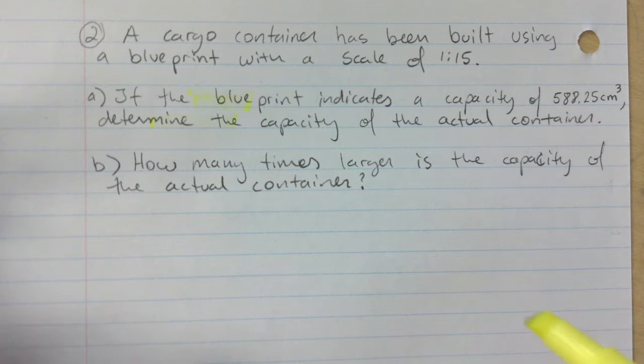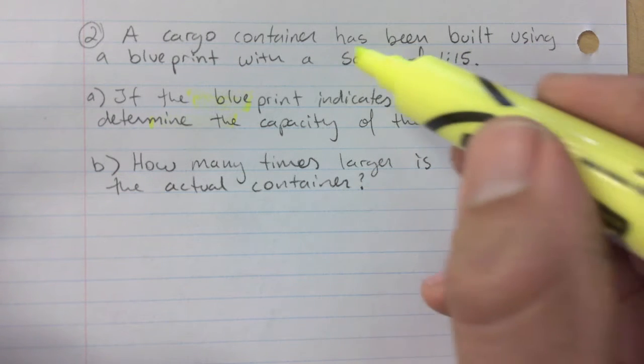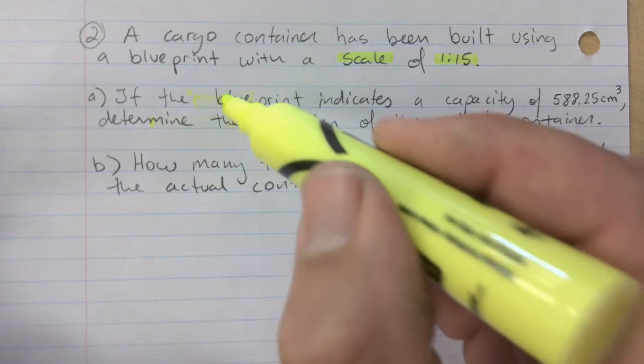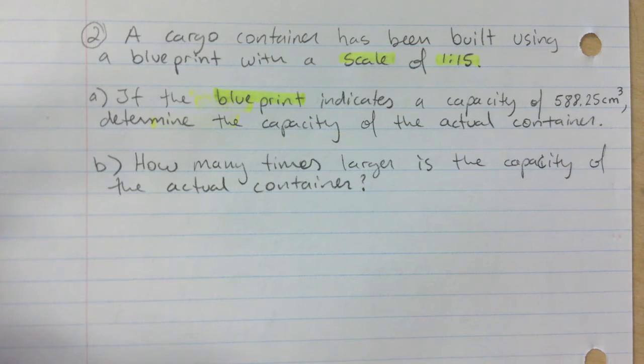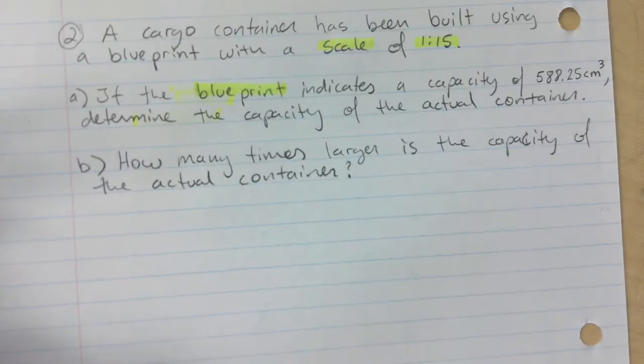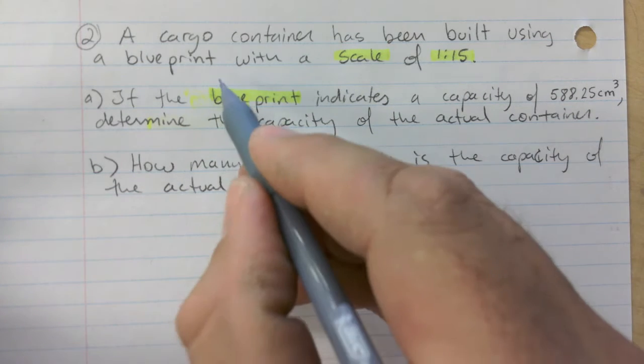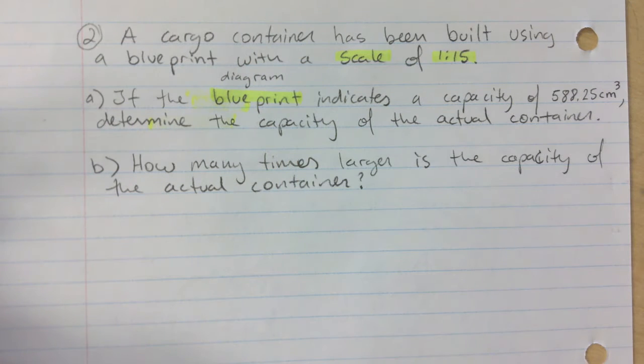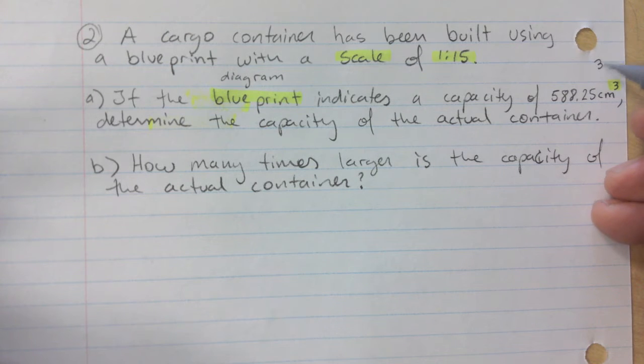Okay, so a couple of things here. It's talking about a scale, and we can easily turn that into a scale factor. It's talking about a blueprint. So a blueprint, I would think of that as a diagram. Okay. And we have a 3D, right? This is 3D dimension.